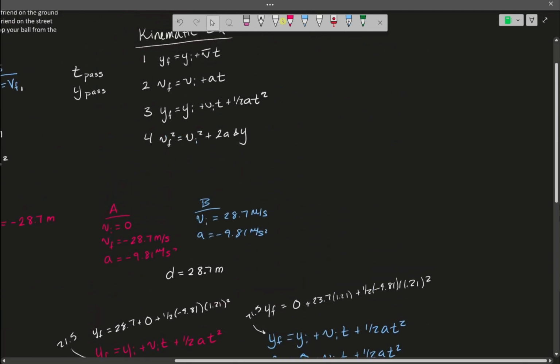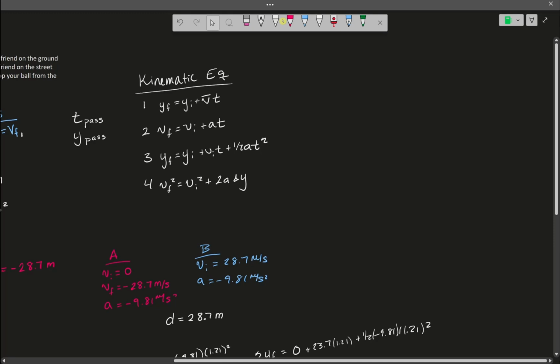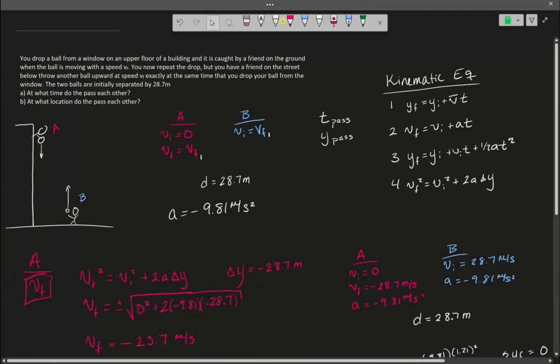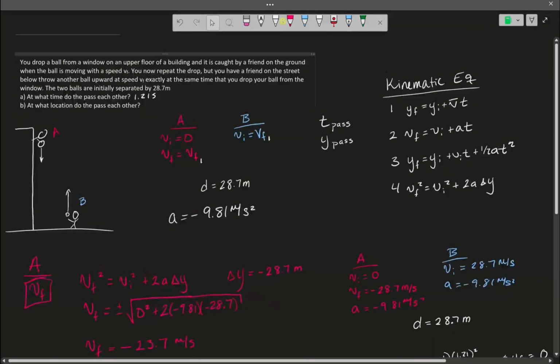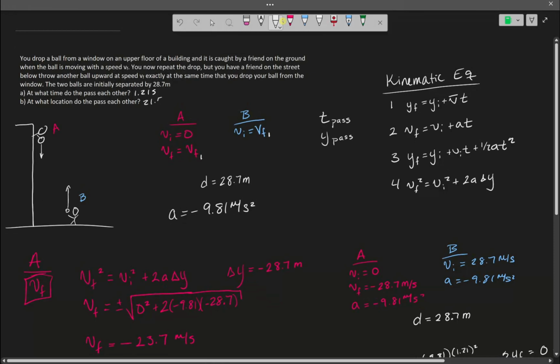All right, what's the next thing? Ask us. So it was 1.21 seconds. At what location do they pass each other? Oh, well, we just did that. 21.5.